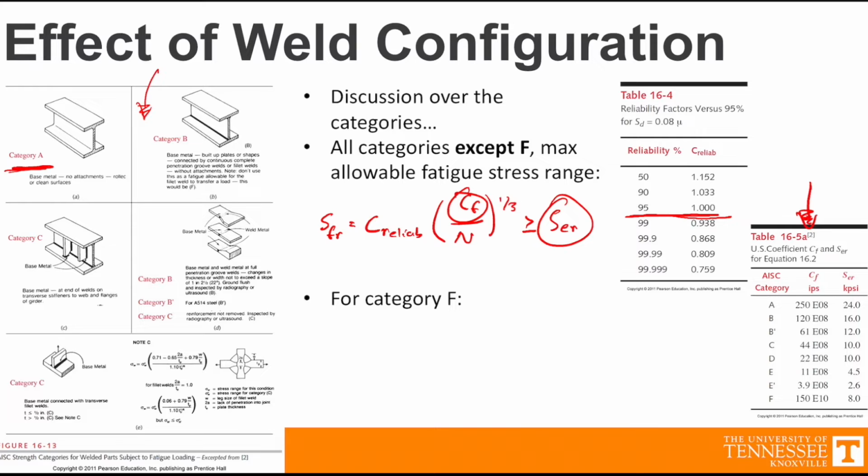Now, category F is only slightly different in that the fatigue strength is equal to the reliability coefficient times CF over the number of cycles, but raised to the 1/6 instead of the 1/3. And that also needs to be greater than or equal to SER. CF and SER come from that same table. You can see that it has a row for F right down there.